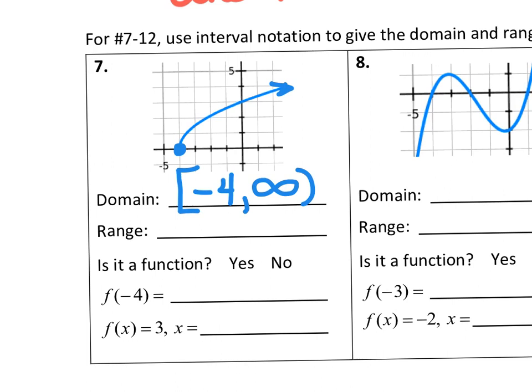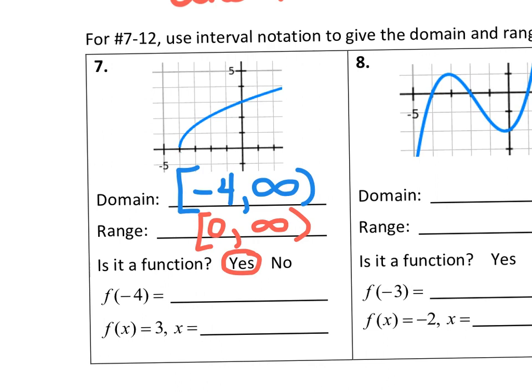And now the range, remember that your y values start here at the bottom and keep going up forever. Remember that the range is about y values, so that y value is y equals 0, and it goes up forever to positive infinity. Again, infinity will always have a round parentheses, and the 0 will in this case have a square bracket because y equals 0 at that point. It's a function, yes, because it passes the vertical line test.